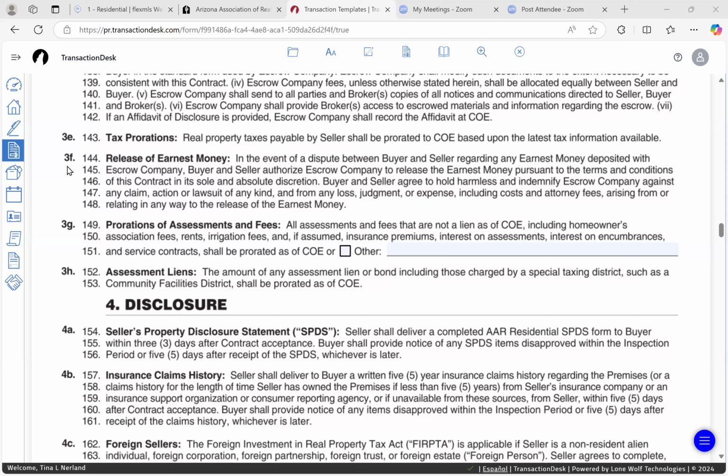Prorations and assessment and fees. All assessments and fees that are not a lien as of close of escrow, including homeowners association fees, rent, irrigation fees, and if assumed insurance premiums, interest on assessments, interest on encumbrances, and service contracts shall be prorated as of close of escrow or otherwise specified.